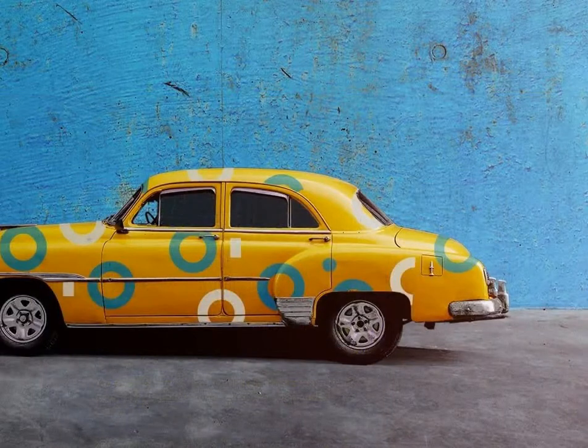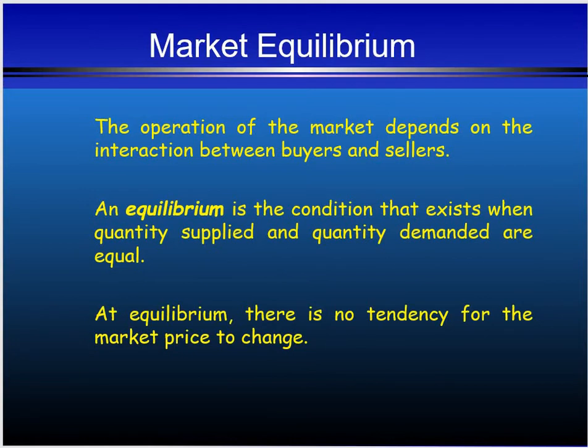If we go to slide 42, it's market equilibrium. The operation of the market depends on the interaction between buyers and sellers. Equilibrium is the condition that exists when quantity supplied and quantity demanded are equal. At equilibrium, there is no tendency for the market price to change. Definitely, because whatever our demand is, it is met by the supply, so there's not going to be any change in price.